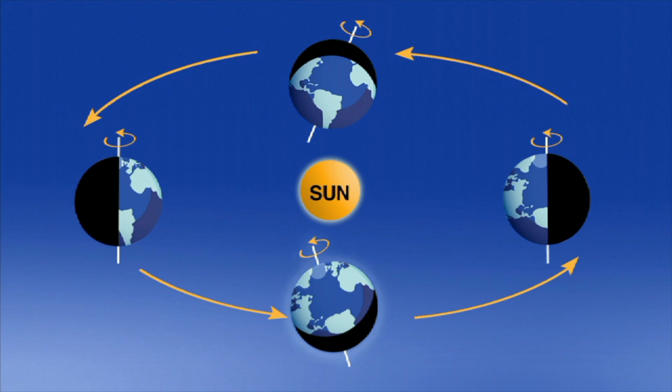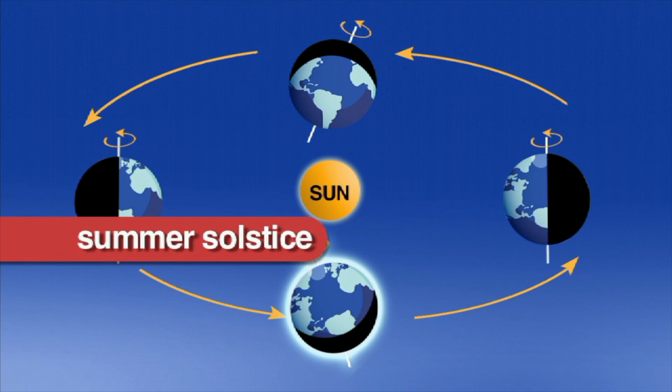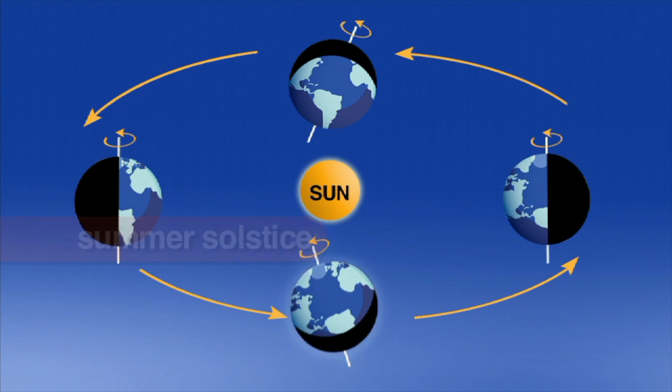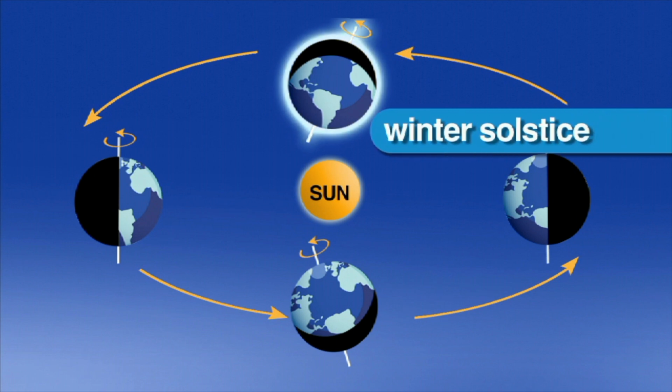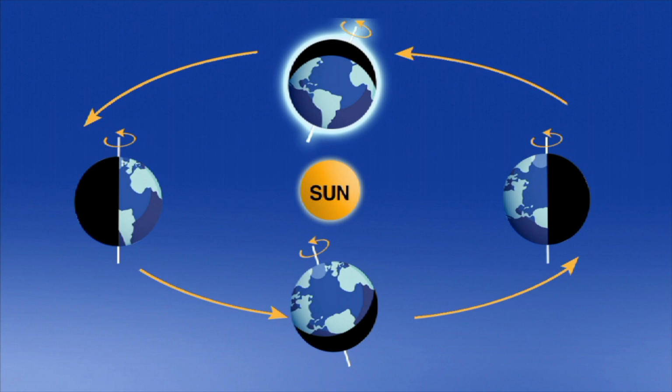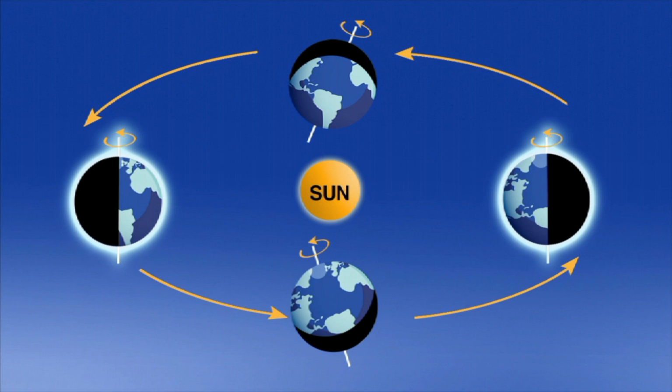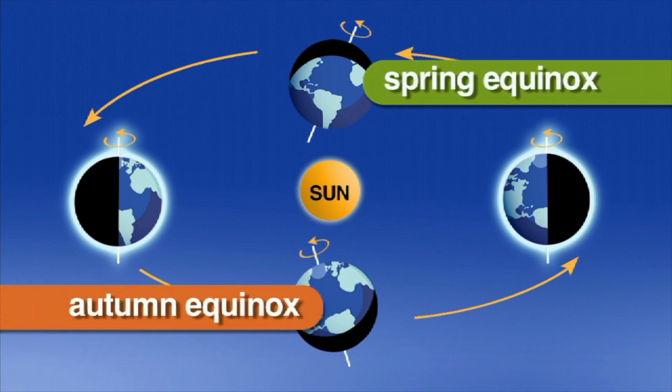The day that the Earth's North Pole is tilted closest to the sun is called the summer solstice. The winter solstice, or the shortest day of the year, happens when the Earth's North Pole is tilted farthest away from the sun. During Earth's journey from summer to winter solstice and back again, it passes a point where the Earth is not tilting towards or away from the sun because of its position in orbit. These days are the autumn and spring equinoxes.